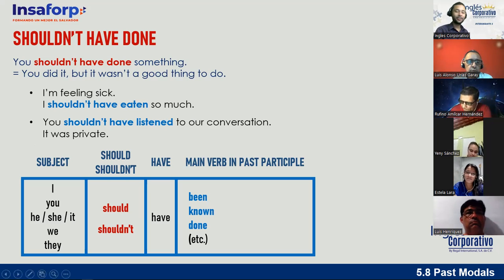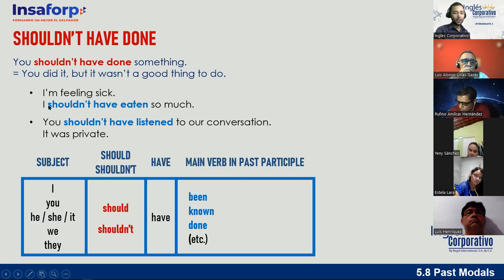Thank you, Estela. Very good. You shouldn't have listened to our conversation. It was private. Okay. You shouldn't have listened to our conversation. No debiste escuchar nuestra conversación. O no debiste haber escuchado nuestra conversación. Era privada. Okay, so you shouldn't have listened to our conversation. It was private. One thing about the modal should, because should is a modal auxiliary.